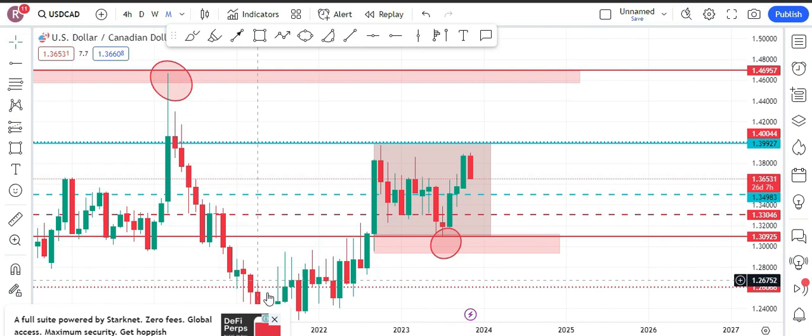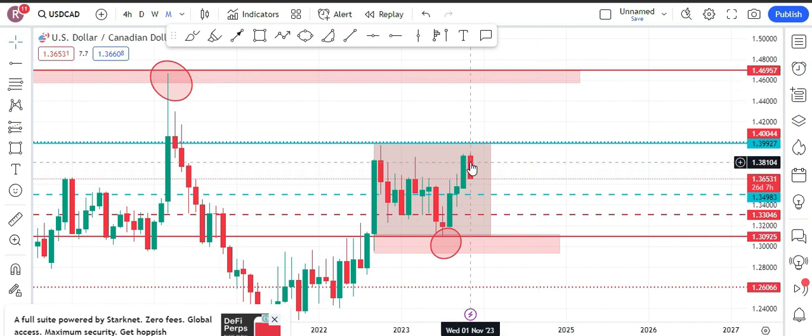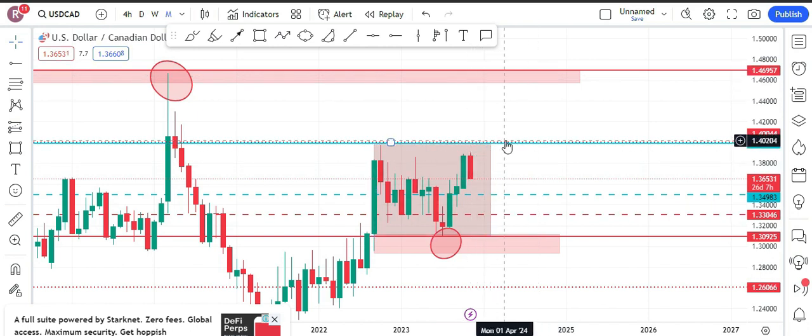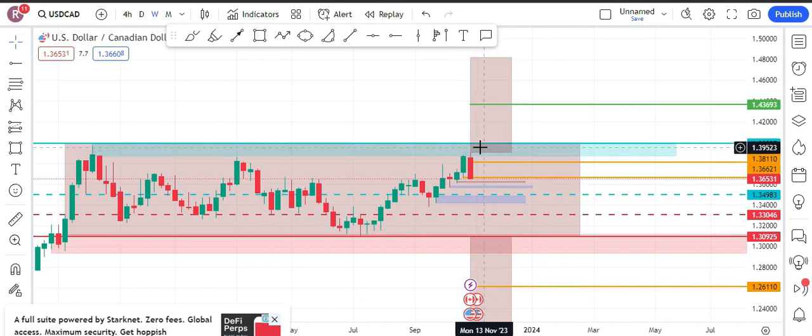Here to here, and then it should move up to here. So it has to break this line first this week. The weekly range needs to be broken. This double top in the week needs to be broken.